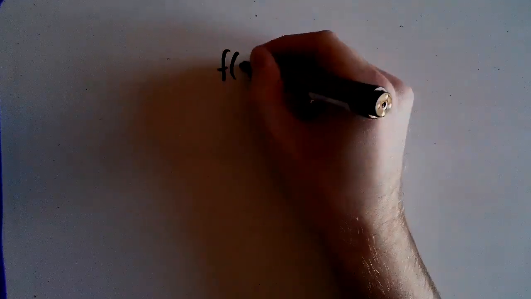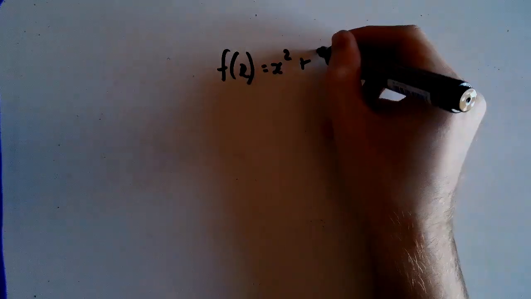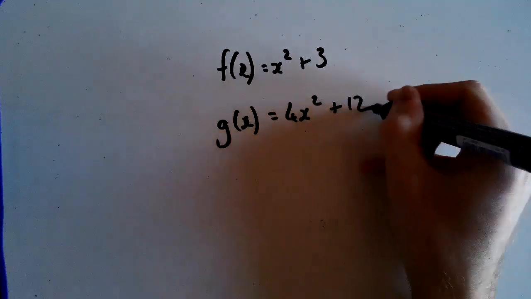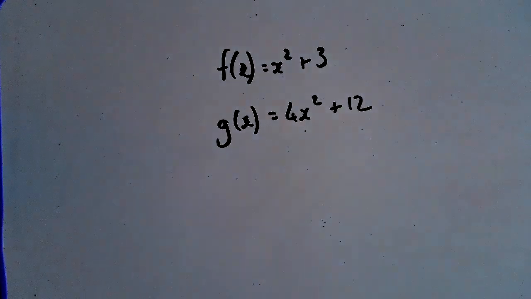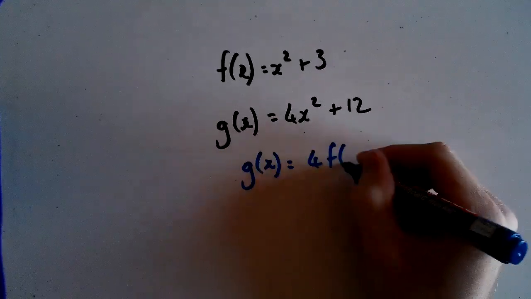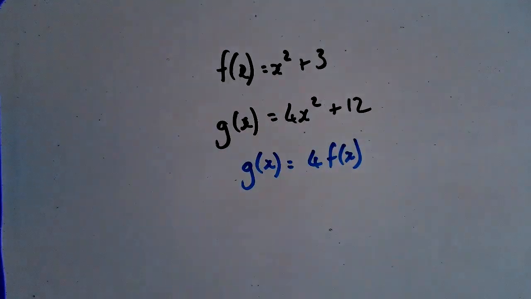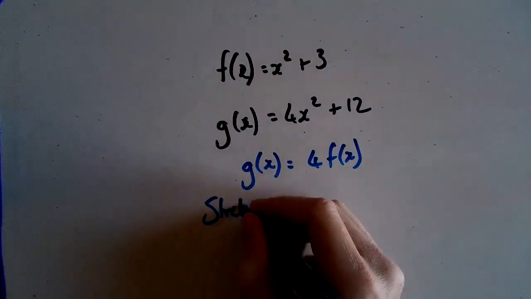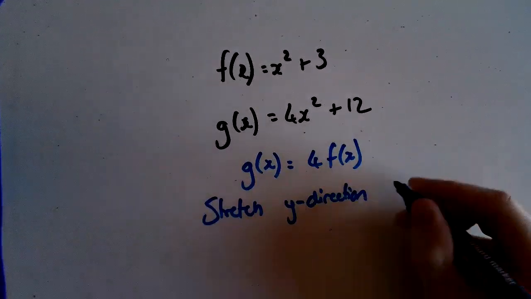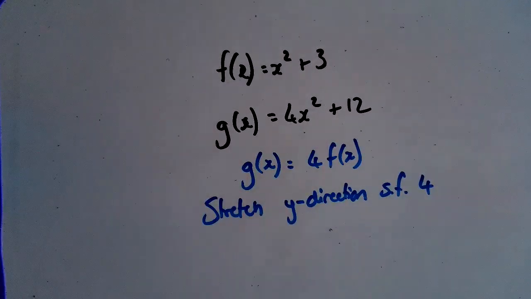Second one, we have f of x is x squared add 3. We have g of x is 4x squared add 12. So hopefully you should be able to spot without too much issue that g of x is just 4 lots of f of x and one transformation. You can do it in more than one transformation, but the question says a single transformation. So therefore, it's a stretch in the y direction, because it's outside, so it's y, and the 4 stays the same as the scale factor 4.